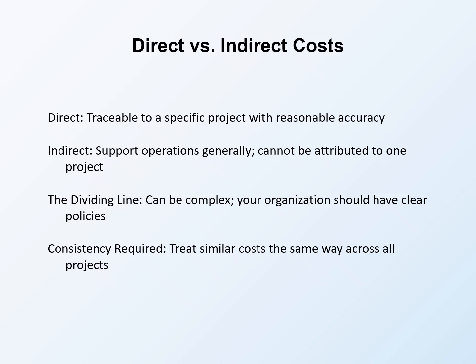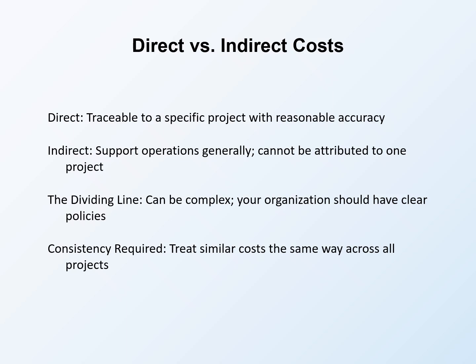Direct costs are traceable to a specific project with reasonable accuracy. When you hire a research assistant for your grant, their salary is a direct cost because you can clearly identify their work with your project. When you buy reagents for experiments described in your proposal, those supplies are direct costs because they serve specific project activities. Indirect costs support your organization's operations generally, but cannot reasonably be attributed to any single project.